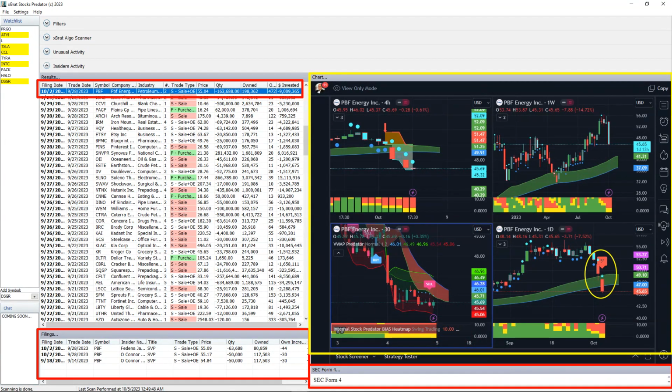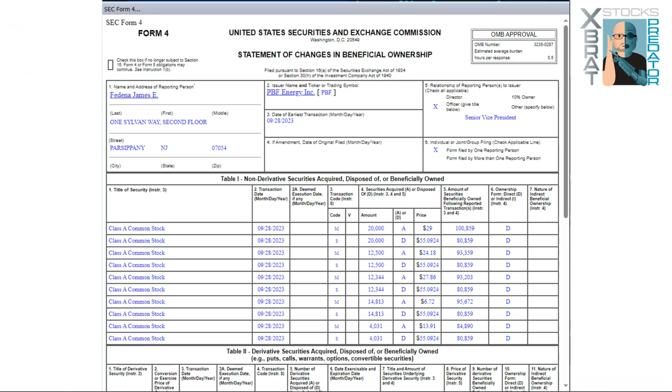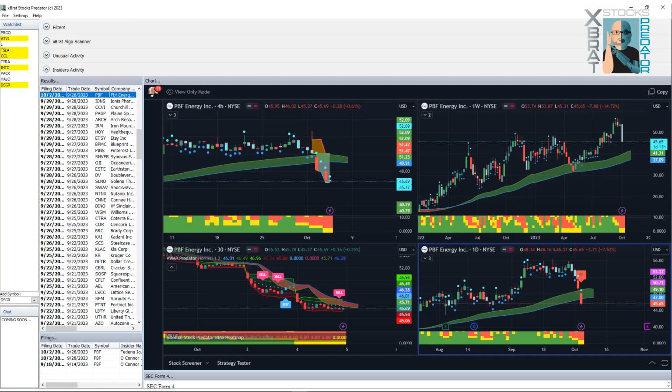The SEC form as well is downloaded straight into this platform from the SEC as soon as it's filed, and that helps with the scans. And this is what the SEC form looks like when we enlarge it within that panel there.